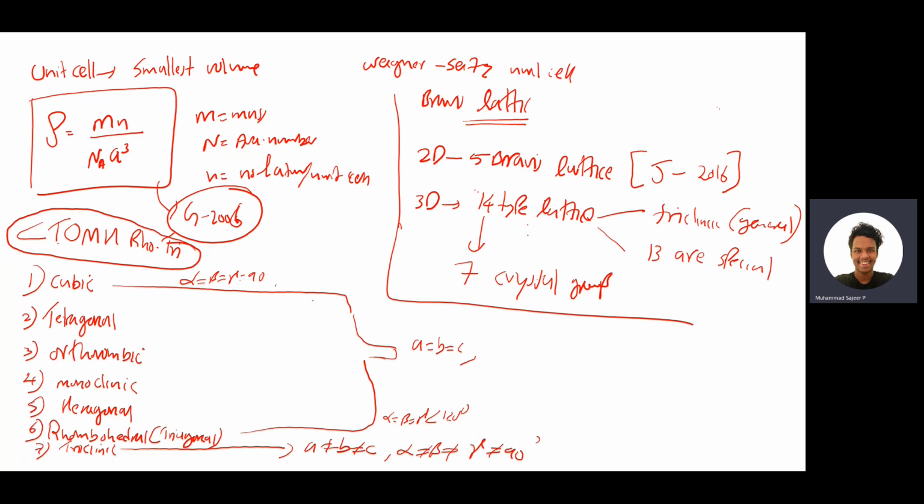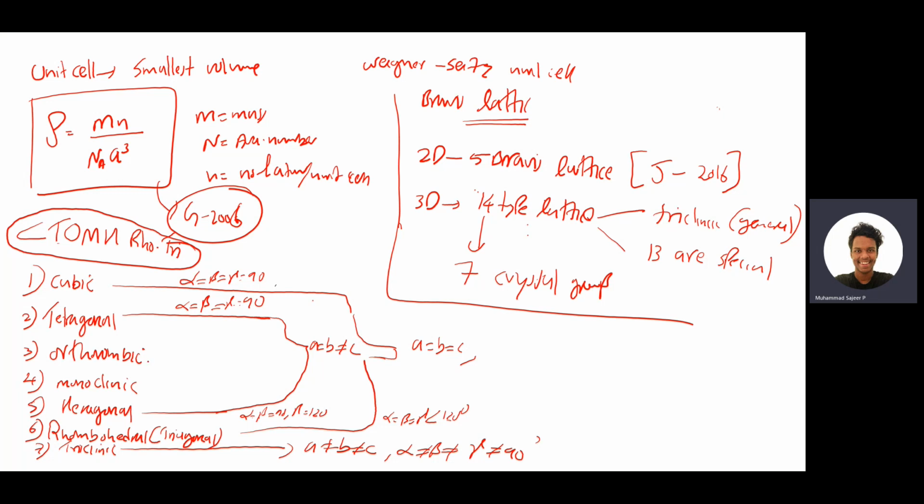Then the tetragonal and which one? Tetragonal and the top one. So tetragonal and hexagonal are around the same. For tetragonal and hexagonal, A equal to B not equal to C. For tetragonal, alpha equal to beta equal to gamma equal to 90. And for hexagonal, it is alpha equal to beta equal to 90 and gamma equal to 120.